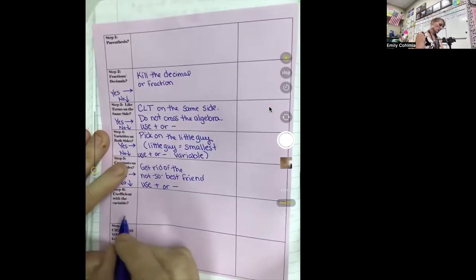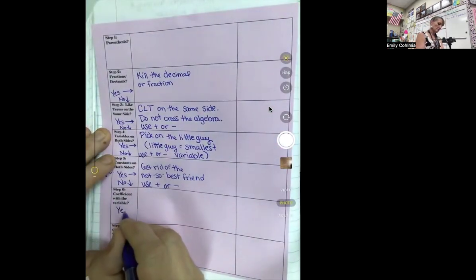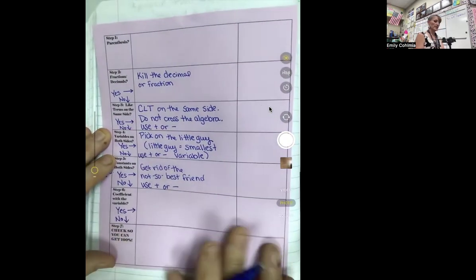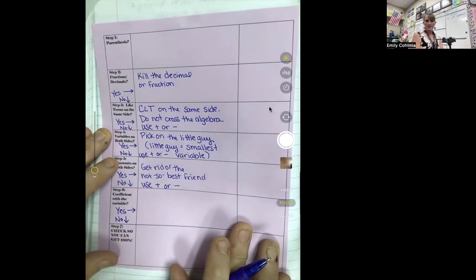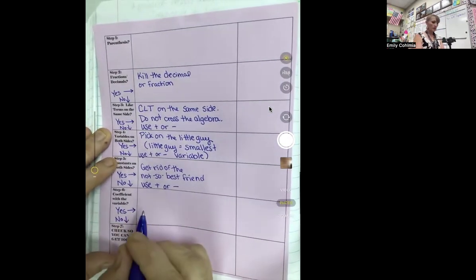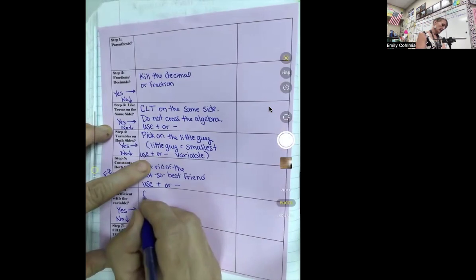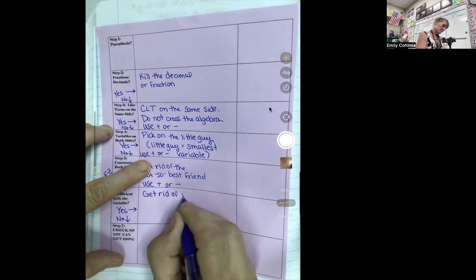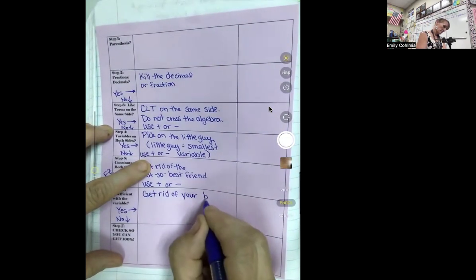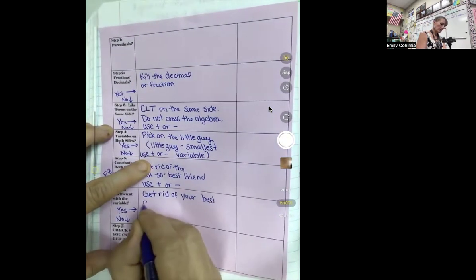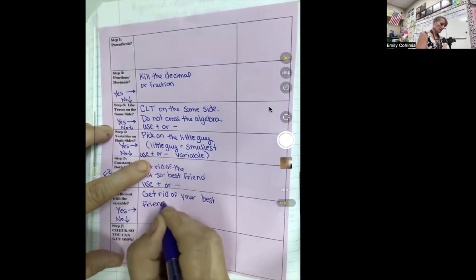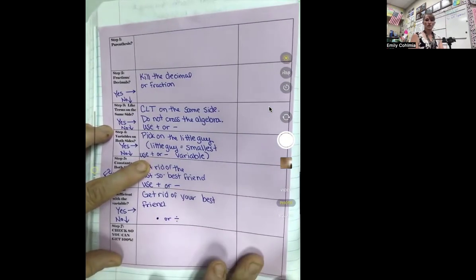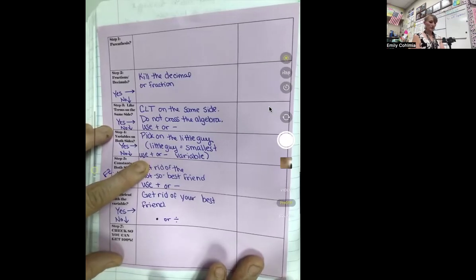So do we have a coefficient with the variable? If yes, we're going to go here. If no, we're going to go to the next step. And is there a coefficient with the variable? If there is, we're going to get rid of your best friend. And to do this, you have to use multiplication or division to get rid of your best friend.